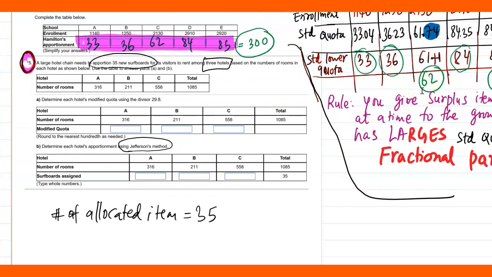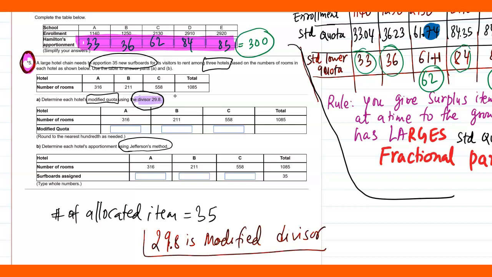And it tells you find modified quota. Like we find the standard quota, we have the modified quota here. And that tells you, hey, use the divisor 29.8. Look at here. Do you see the number here? 29.8. That number, 29.8, is the modified divisor. The modified divisor.